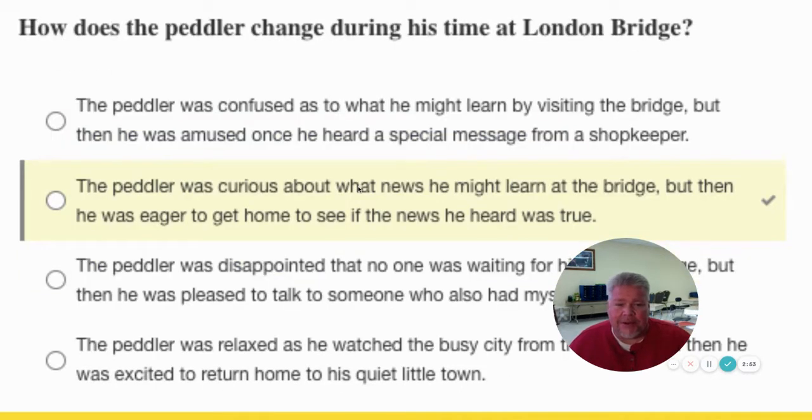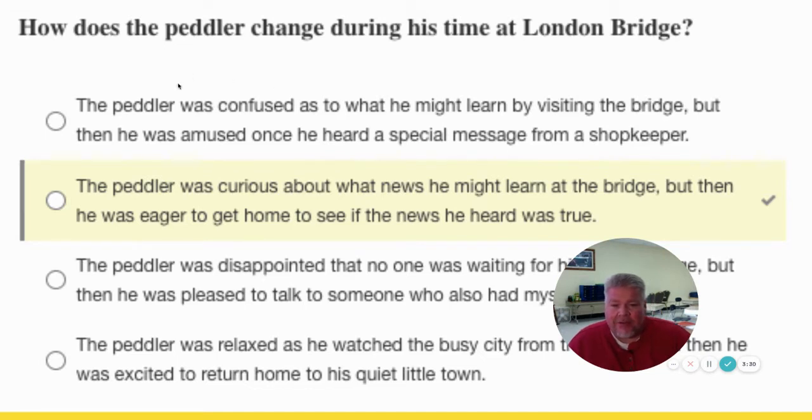The next question is about the peddler, the peddler story in the benchmark. And so it's a long, long story, but we're just going to take a look at the question because this is another question about a character. How does the peddler change during his time at London Bridge? So something happens to the peddler that makes him change. So sometimes in a story, the characters have an event that happens to them that changes them in some way. And so the answer to this question was, the peddler was curious about what news he might learn at the bridge, but then he was eager to get home to see if the news he had heard was true. So that's how he changed.